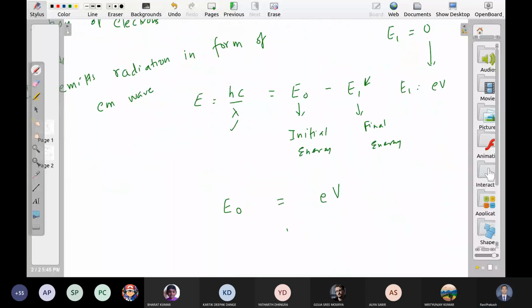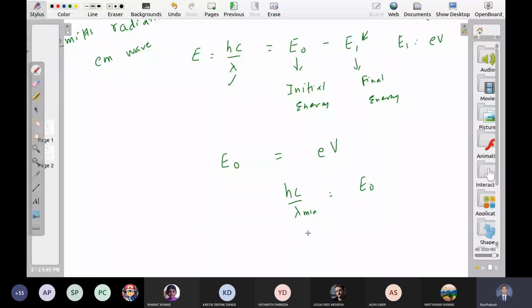E naught, I mean the maximum difference. What is the maximum value of lambda? Or lambda is equal to infinity. So these are the bounds on the lambda. Lambda कम से कम इतना होगा, ज़्यादा से ज़्यादा इतना हो सकता है. So what is lambda minimum? This is EV. Lambda minimum is this, hc upon EV.